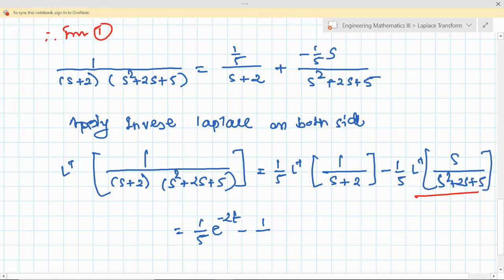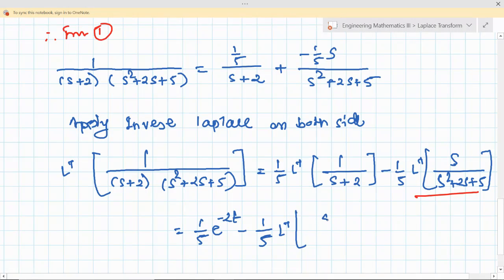This is minus 1 by 5, not 1 by 2. So we need to adjust this important thing, because in the numerator we actually have s, but in the denominator we have s square plus 2s plus 5. So we need to convert it into a complete square. How can we convert that?